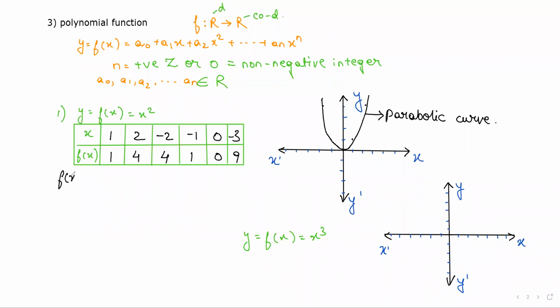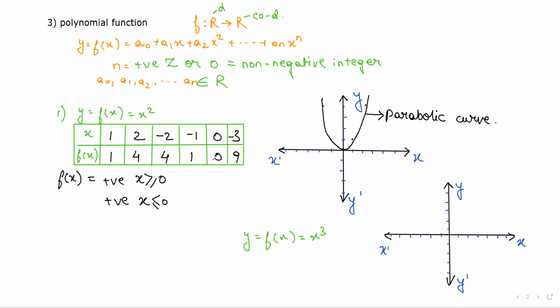Your f of x over here, let's divide it into two parts. For x greater than or equal to 0, your f of x is positive. And for x less than or equal to 0, f of x is again positive. No matter what value of x you place, you always get a positive y value. This is something that you should understand from it. This is the expression, the curve for y equals x squared.